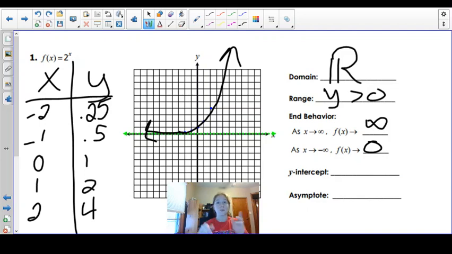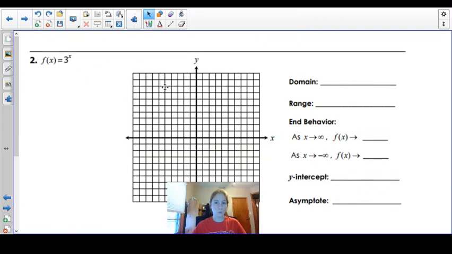The y-intercept is just where does it hit the y-axis. I can see that on my charts. That is at 0, 1. And then the asymptote, which we said is going to hit the line y is equal to 0. That will constantly be y is equal to 0 until we start moving our graph around, which, again, we won't be doing today, but we will be doing in the future. So we do want to identify that.